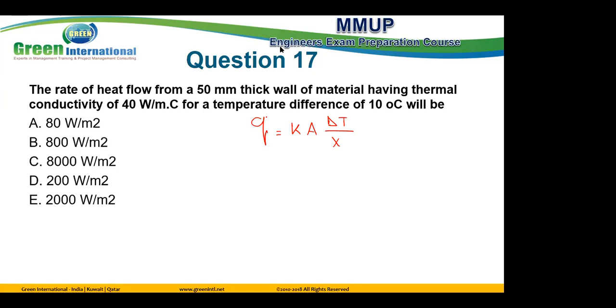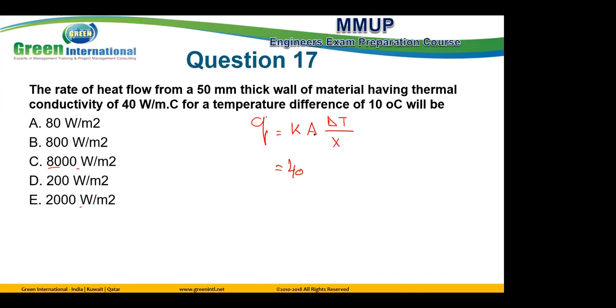Hundred. Answer? 8,000. Which one? 8,000 or 1,000? Which is 1,000, this one or this one? 8,000? Let's see. K is 40. Area?